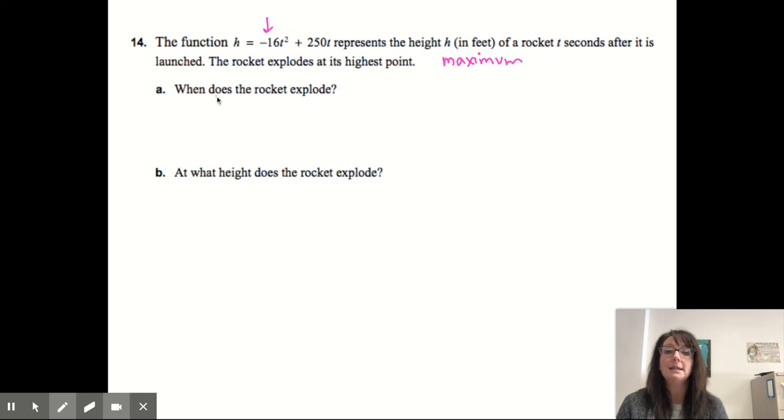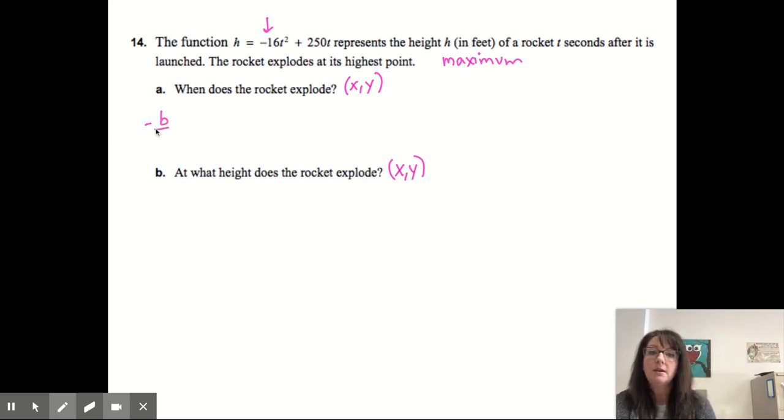So we have to understand what those meanings are. When does the rocket explode? It explodes at the highest point. So in A, if you're looking at the vertex, x, y, we want to know the x coordinate. And since it's going to explode at the vertex, again, y, the output value, will give us that height. So we just do what we've been doing. We have our negative b over 2a.